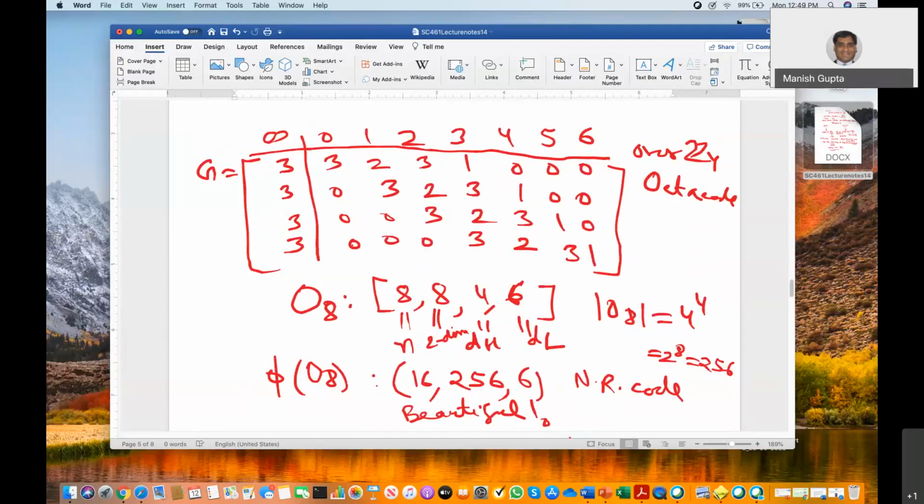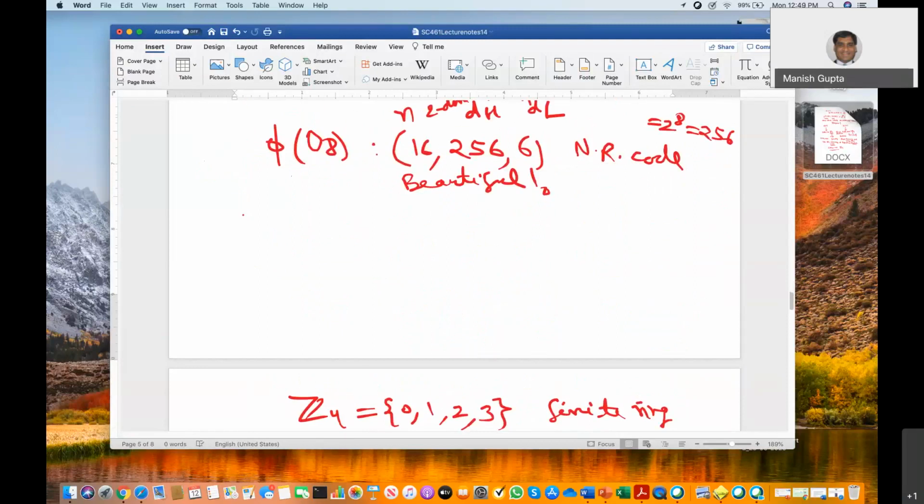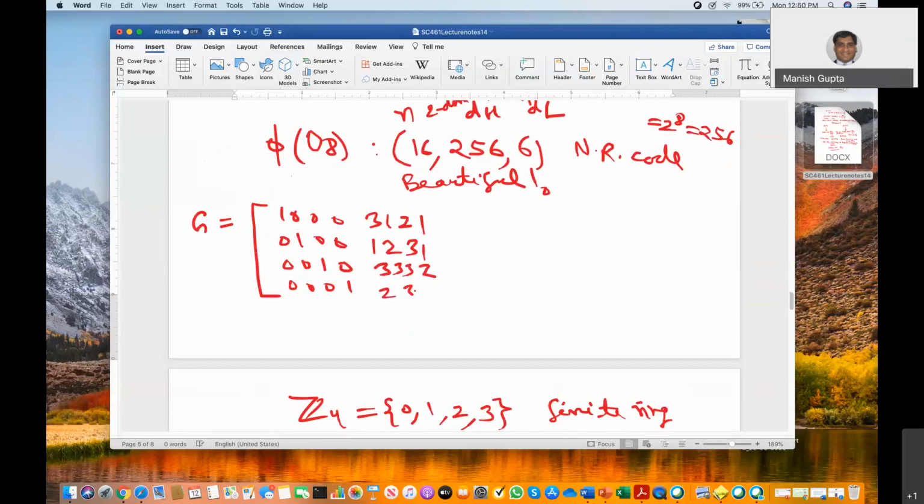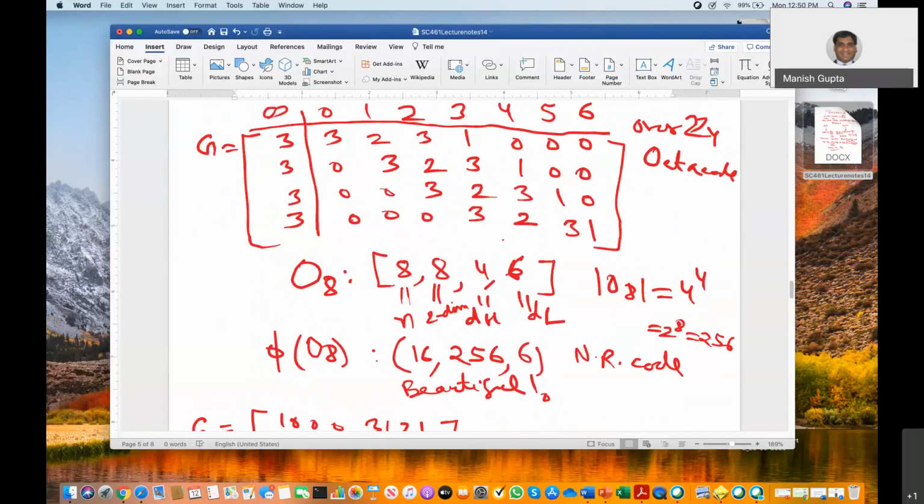There are some other generator matrices as well, which I can just mention here for you. G is 1 0 0 0, 0 1 0 0, 0 0 1 0, 0 0 0 1, 3 1 2 1, 1 2 3 1, 3 3 3 2, 2 3 1 1. Right, this is our construction. So I think I have explained to you how to get this Nordstrom-Robinson code, a binary nonlinear code, from a linear code over Z4, right?